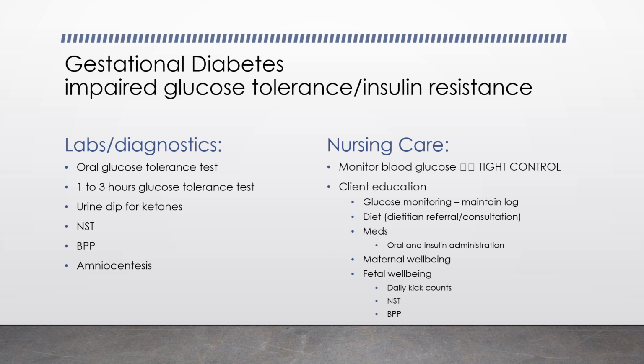So what's really, really important with these women is maintaining really tight control. So we want them to have pretty much a normal glucose. So they need to monitor their blood glucose levels, and it's really important for them to maintain a log. So one of the first things and the highest priority for the nurse to do is to teach them how to test their blood and how to maintain the log.